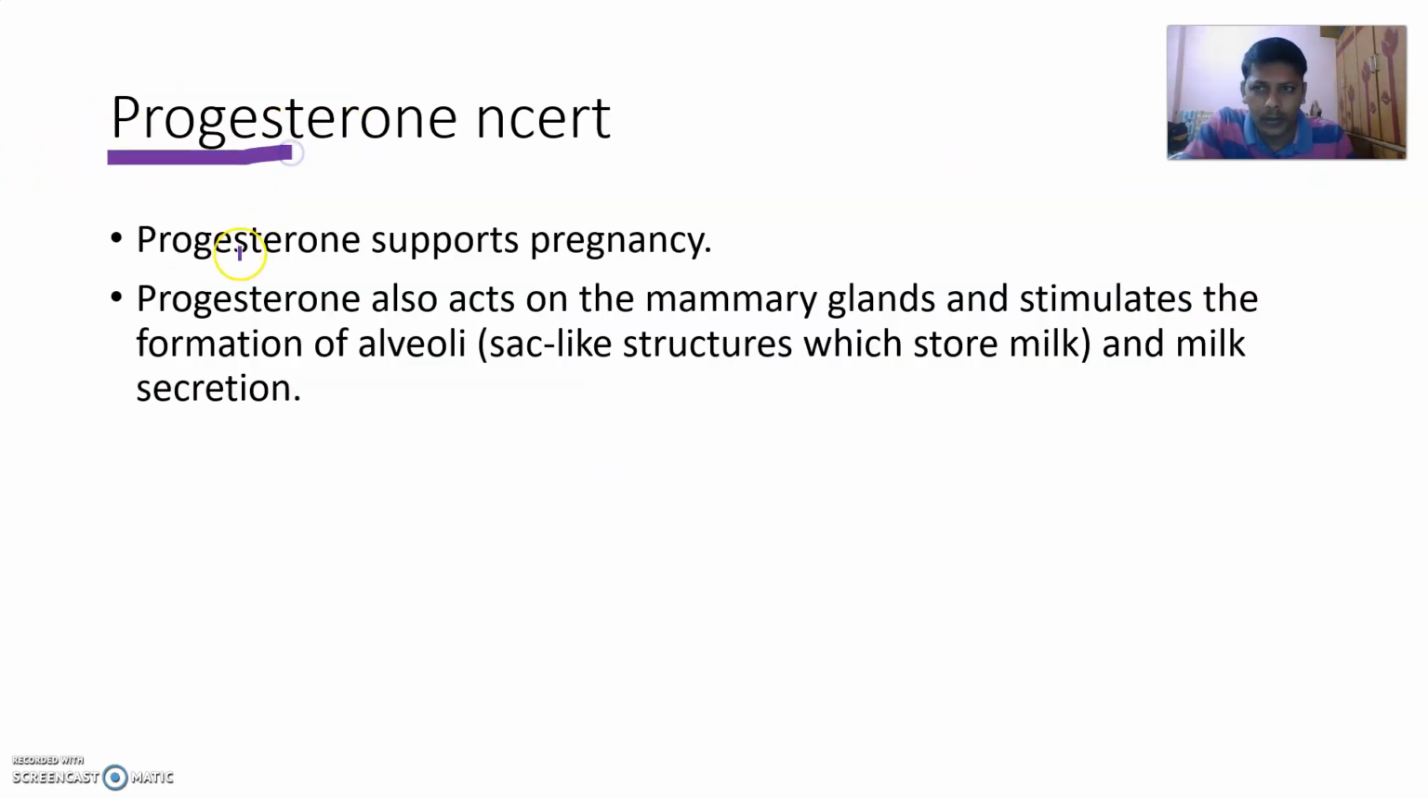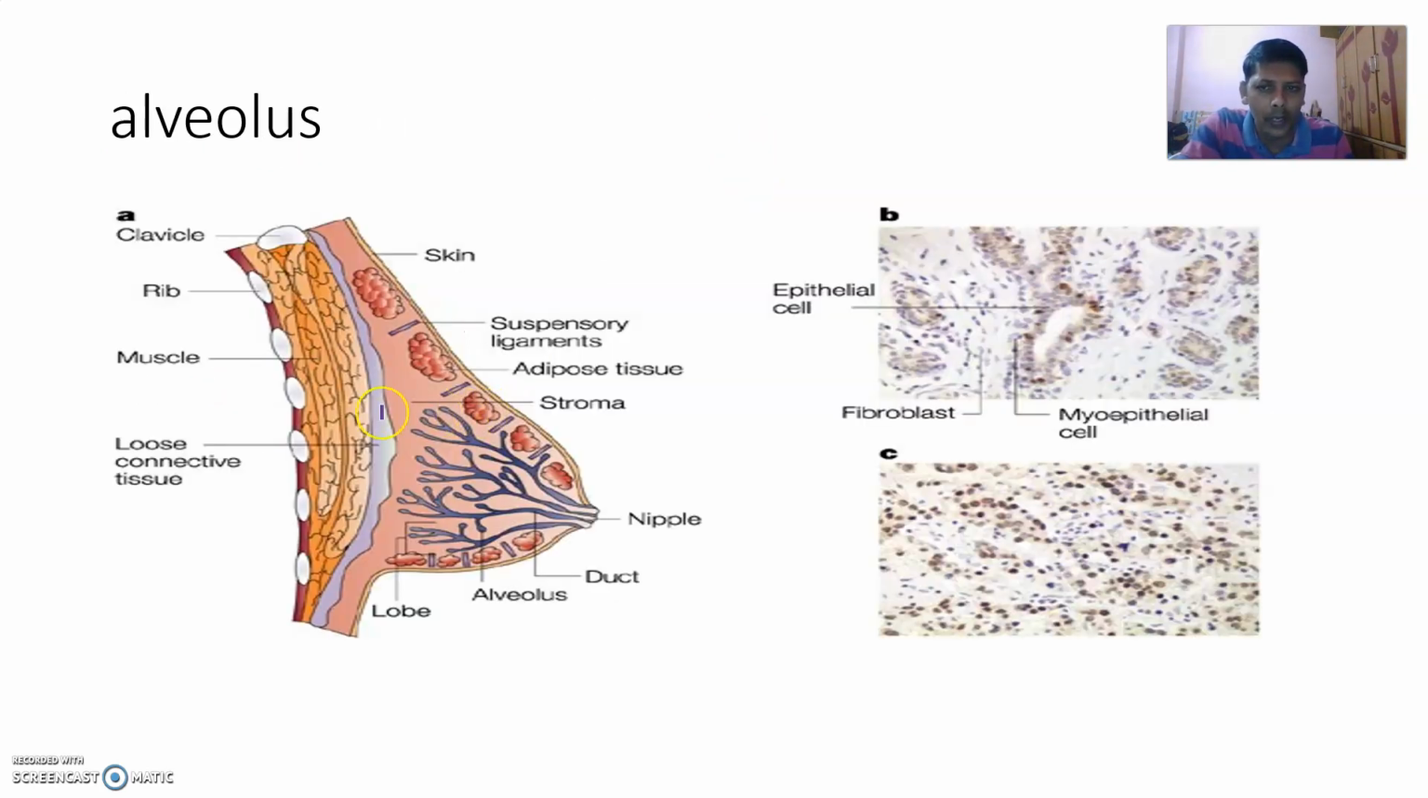And progesterone function. Progesterone supports the pregnancy. It is called the pregnancy hormone. Very, very important one. Progesterone also acts on the mammary glands and stimulates the formation of alveoli. These are called mammary alveoli. If you see the structure of the breast here, you can see the nipple. It is very important. You will learn the detailed structure of this at the end of the female reproductive system in the human reproduction lesson.